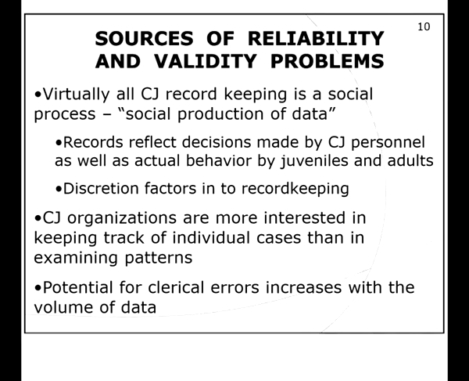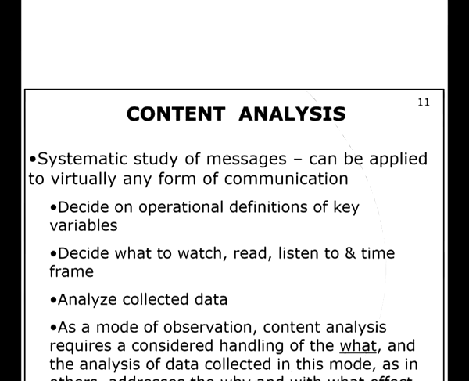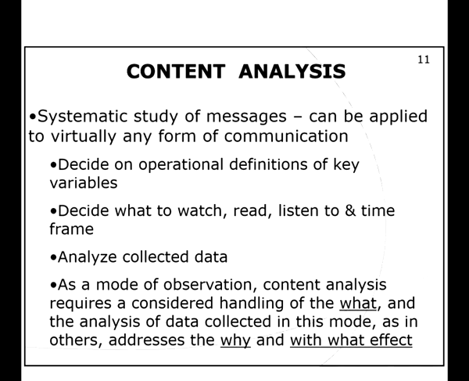Virtually all criminal justice record keeping is a social process, right? It's a social production of data. And so we want to keep in mind that this is data that's coming from people. People are making this data, and there is some discretion when they have it, and so there can be errors in it as well. And this might not be purposeful, it could just be human error.